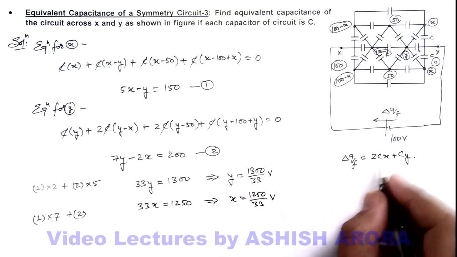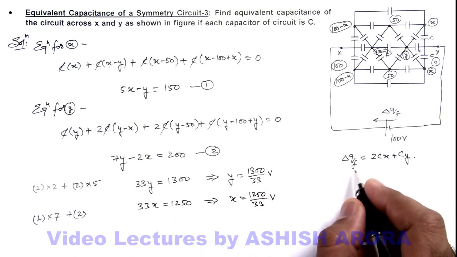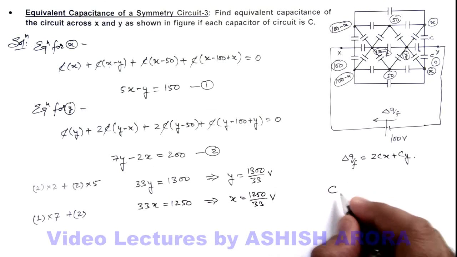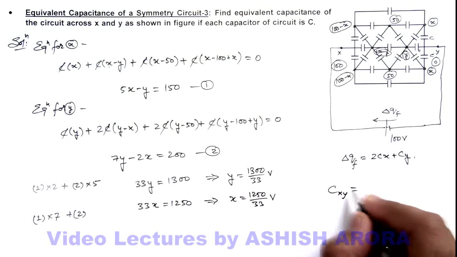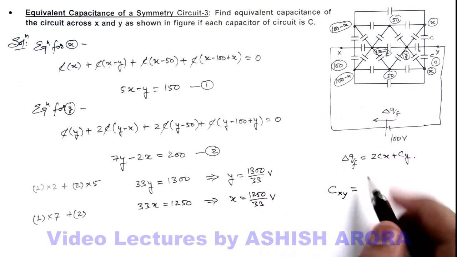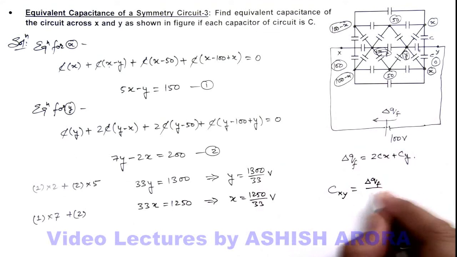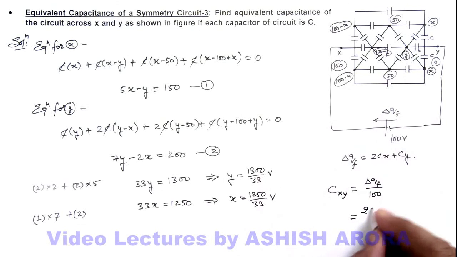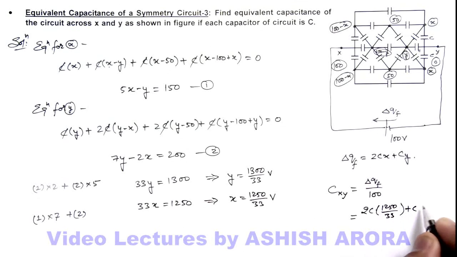And if we substitute X and Y over here, we get the value of charge flown through the battery, using which we can find the equivalent capacitance across terminals X and Y, which is delta QF by 100. So this will be twice of C multiplied by X, which is 1250 by 33, plus C multiplied by 1300 by 33, divided by 100. So in this situation, on simplifying, we are getting the result as 38 by 33 C. That is the answer to this problem.